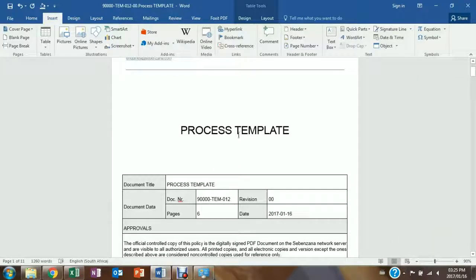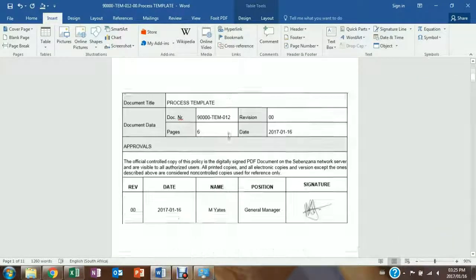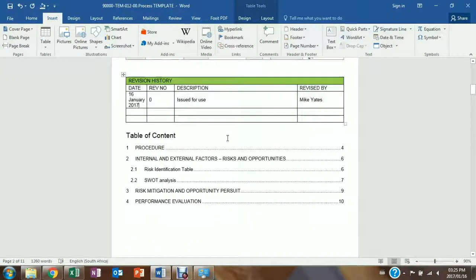The reason you are receiving this video is so that I can walk you through a quality management template that needs to be populated by each process owner. This is the process template which you will have to populate. It consists of 4 sections, namely the procedure, the identification of internal and external factors and their opportunities and threats, risk mitigation and opportunity pursuit, and performance evaluation.